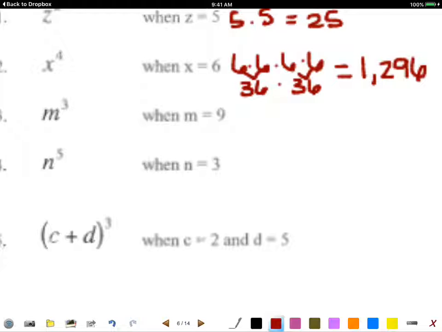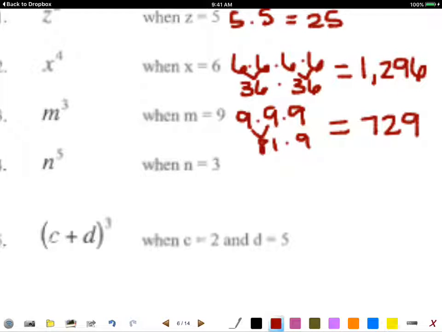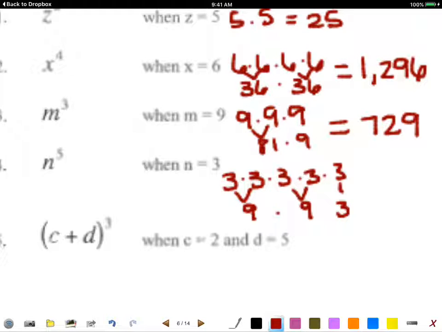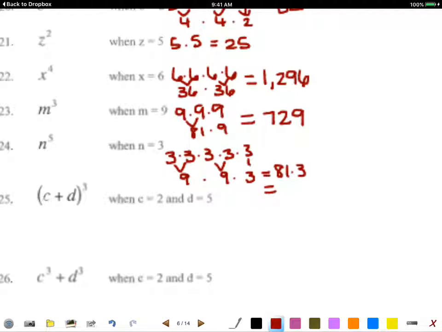If m is 9, 9 to the 3rd power, 9 times 9 times 9. 9 times 9 is 81 times 9. 729. Good. Okay, then n is 3 to the 5th power. 1, 2, 3, 4, 5. 3 times 3, 9. 3 times 3 is not 6. 9 times 9 is 81 times 3. 81 times 3. 243.